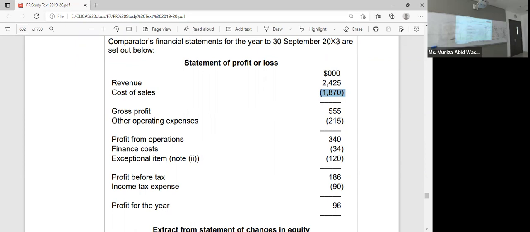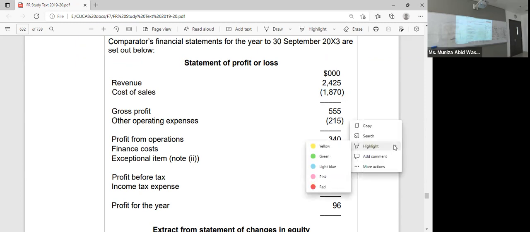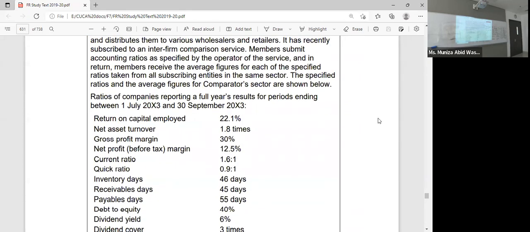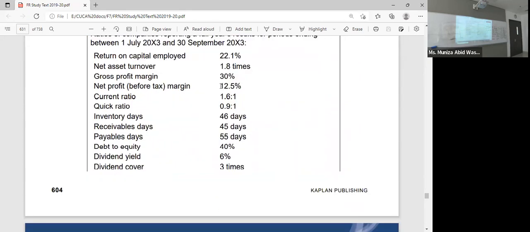And net profit before tax you have to take. Net profit before tax is 186. 186 divided by 2,425, multiplied by 100. How much is it? 186 divided by 2,425 multiplied by 100. 7.6. You can round it as well. It can become 8. Okay, 7.6. And the industrial one is 12.5%. The industrial net profit margin is higher, and it has a very apparent reason.